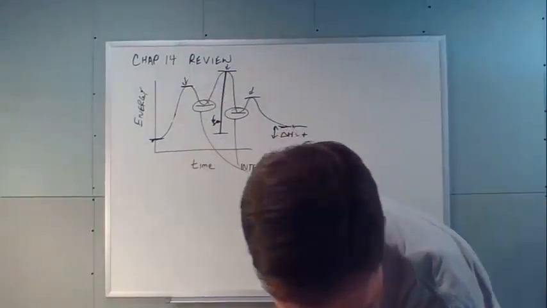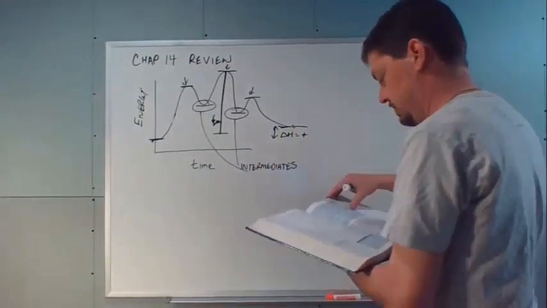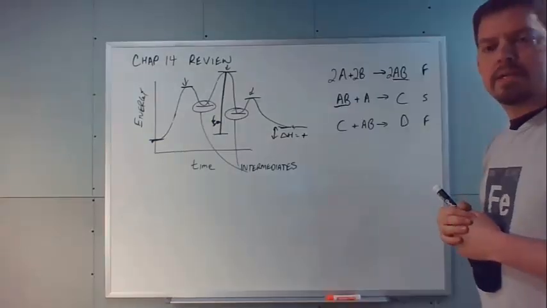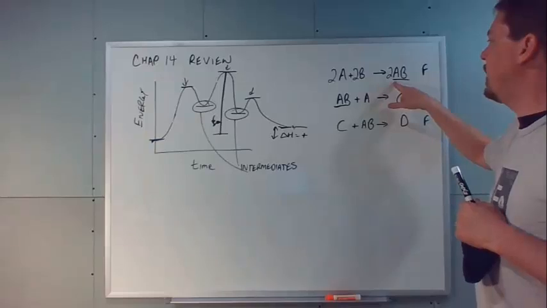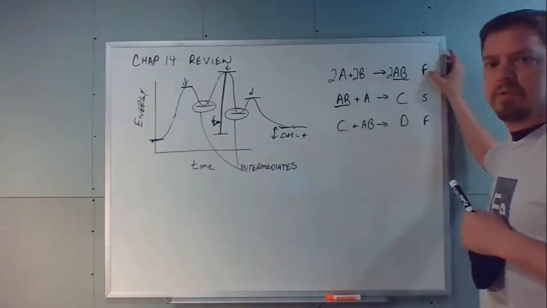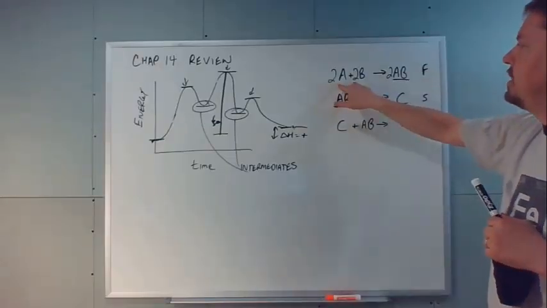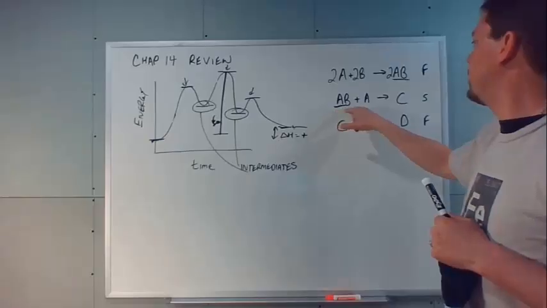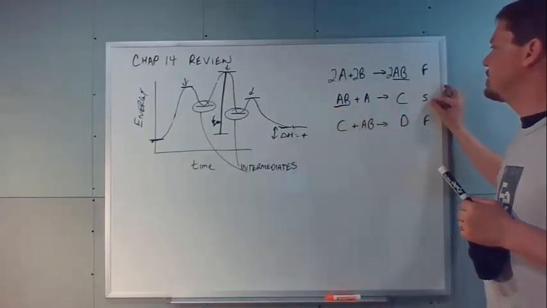So what is important about this is, let me actually find one that we can use. Okay, so here's a sample mechanism. You have 2A plus 2B yields 2AB. And this F over here means it's a fast step. So that means that as quickly as these two things are in there, they're going to be making that. That AB then is going to come down here and react with another A to make C. This is our slow step.